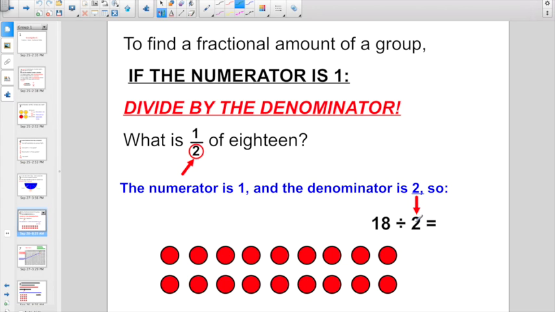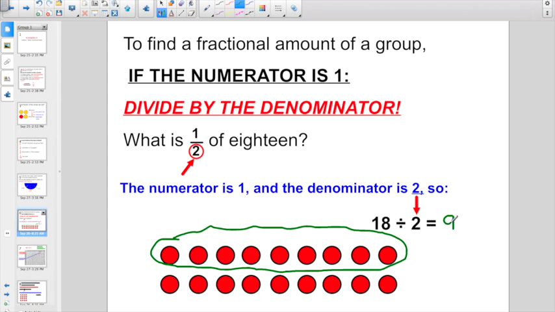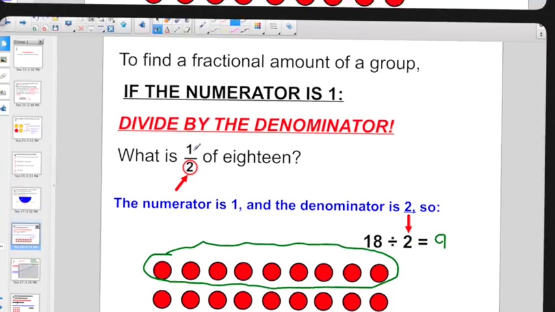We learned a few lessons ago that multiplication and division are inverse operations. You really need to get your multiplication facts down pat. You want to think, what times 2 equals 18? Maybe you could draw out 18 little circles, but that's going to take a long time, and you're really going to have to make sure you have your facts memorized. We can see right here that half of 18 would be 9, but the easiest way is to get your facts memorized. What times 2 equals 18? That answer would be 9. So half of 18 is 9. You just have to divide by the denominator when the numerator is 1.